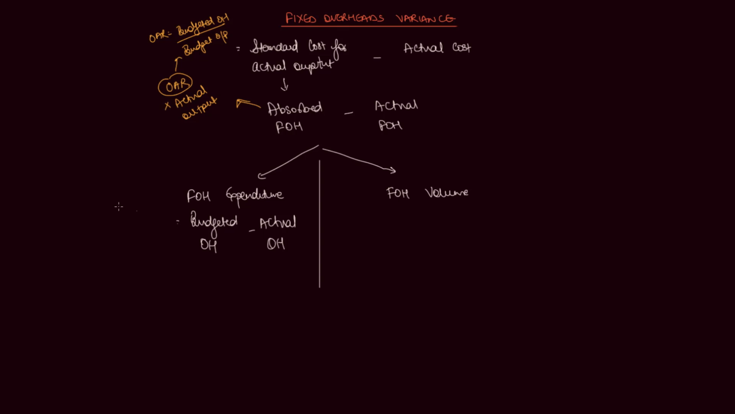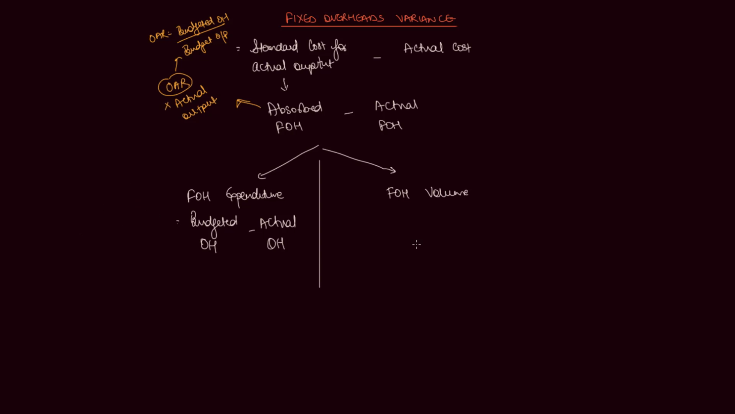For example, if the management estimates that the rent of the factory should have been $100,000 for the year, and in reality we have paid $110,000, here we don't need to see how much is the output, how much is produced, how much is not produced, because this $100,000 rent will be paid no matter how much you produce. So it is directly compared with how much is the actual rent paid to arrive at the fixed overheads spending variance.